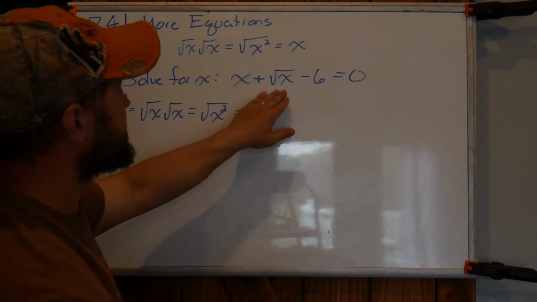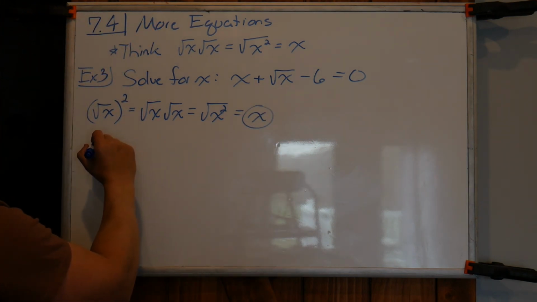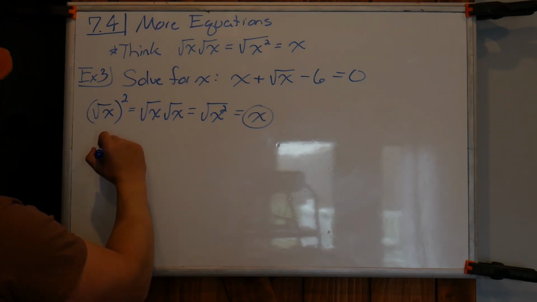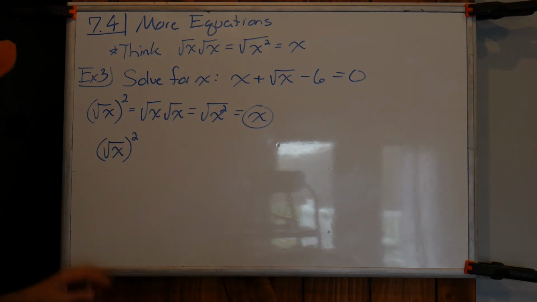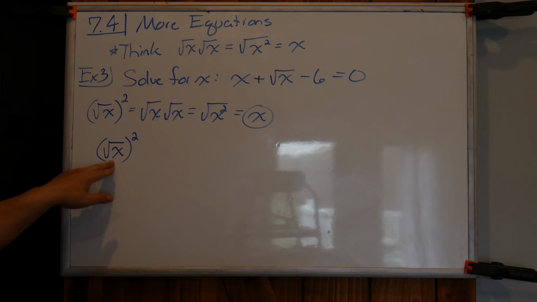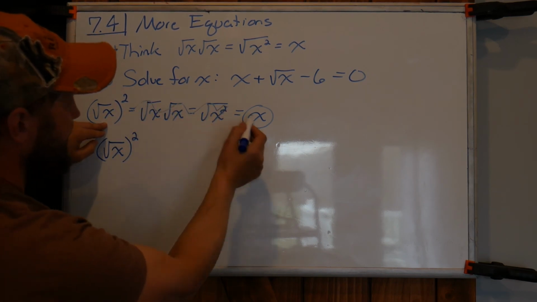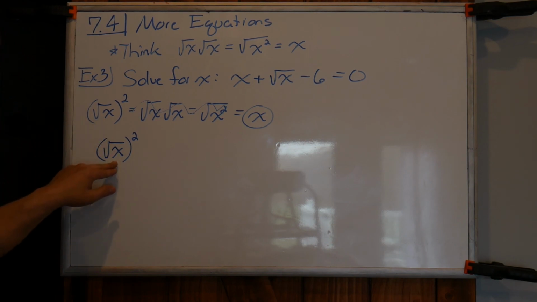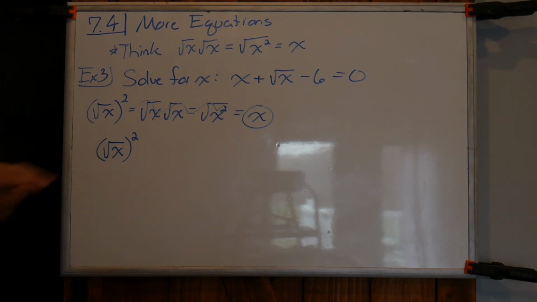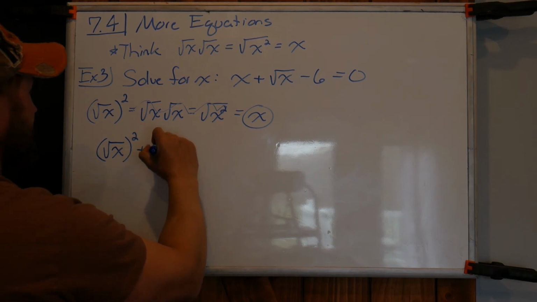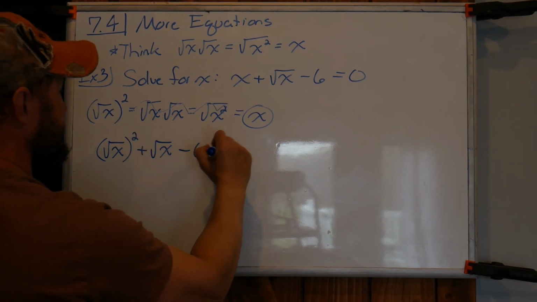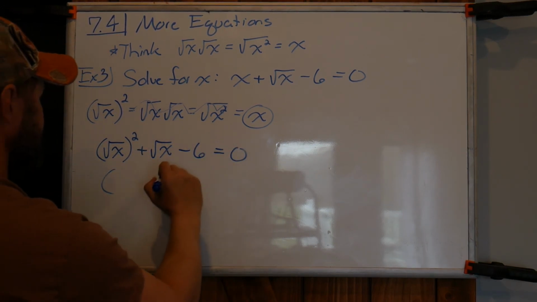I don't have to mess with this one like I did the other one. But what I'm going to do is put it in parentheses, square root of x squared. Remember, square root of x squared is x. So I've replaced x with square root of x squared, plus square root of x minus 6 equals 0.